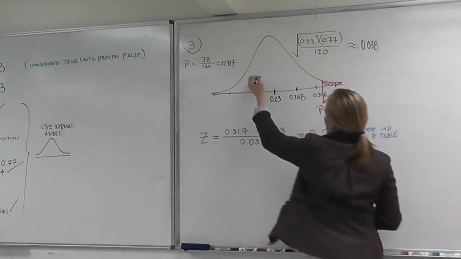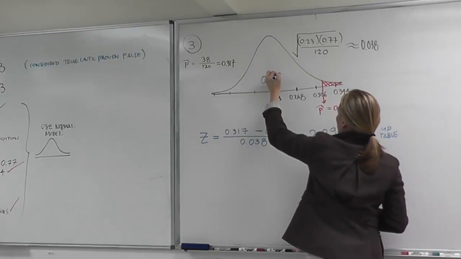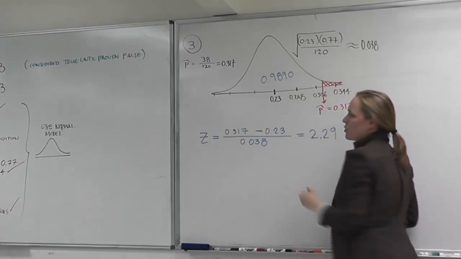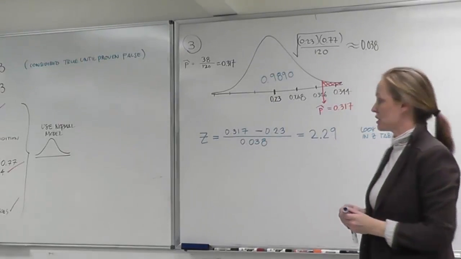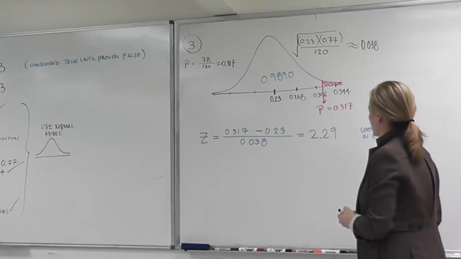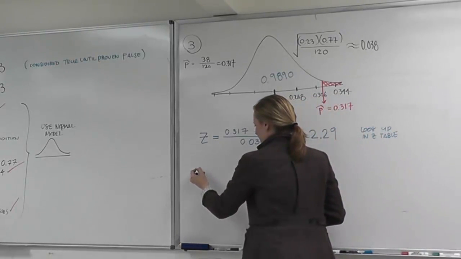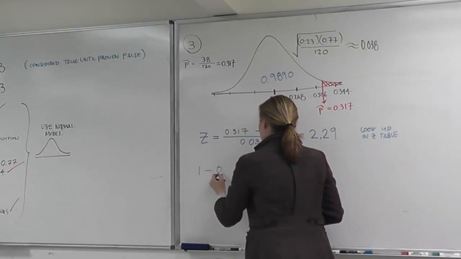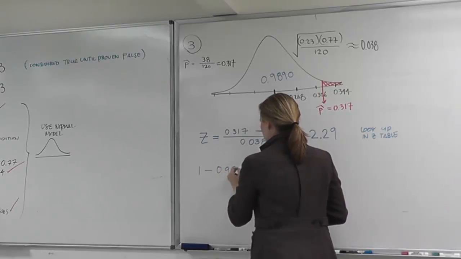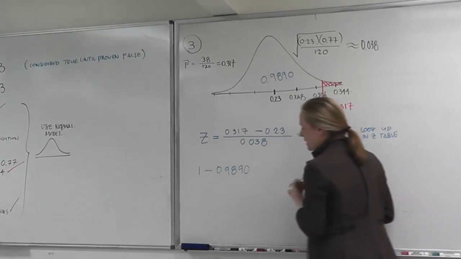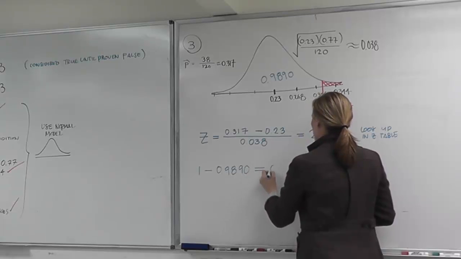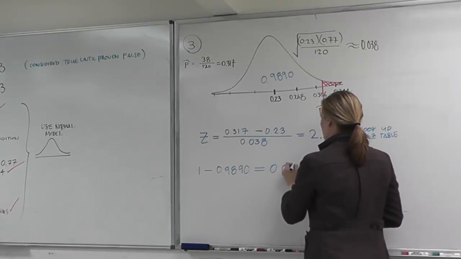And it returns this. And you know why I wrote it on the left. That's how the table works. But I'm interested in the red. So to finish this off, what do we get? 1 minus 0.9890 equals 0.011.